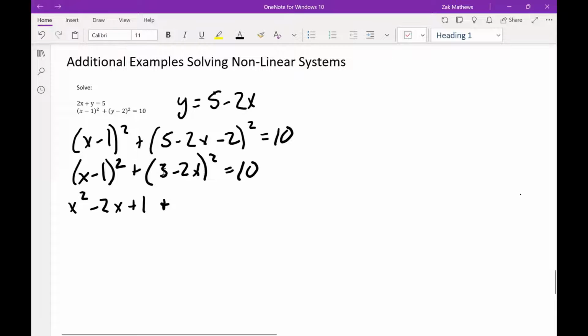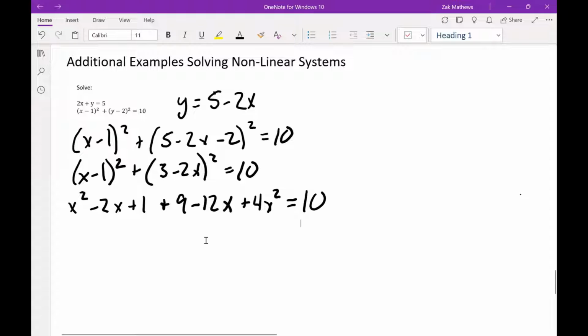So the first term squared is a 9. Multiply the 2, 3 times a negative 2x is a negative 6x. Double it, and it's going to give me a negative 12x. And then square the last term, negative 2x squared gives me a plus 4x squared. That will be equal to 10.